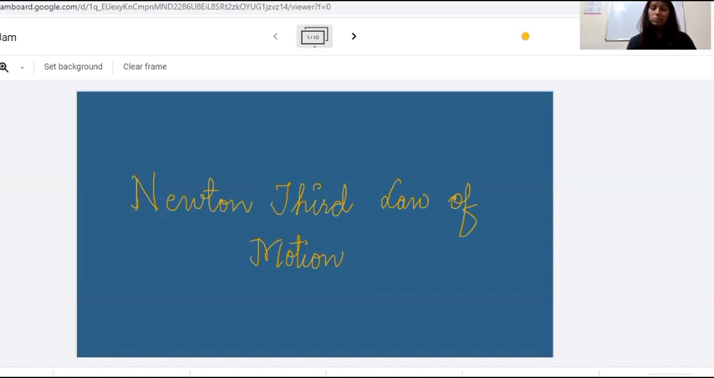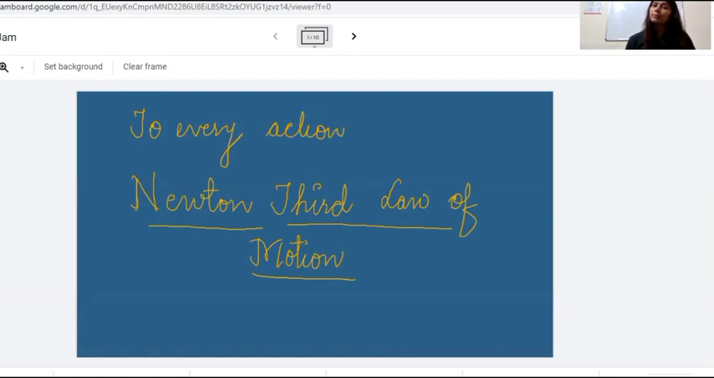Okay, so in today's part, we will start with Newton's third law of motion. This Newton's third law is something different from Newton's first law and second law. According to Newton's third law, what does this law suggest? This law suggests that to every action, there is an equal and opposite reaction.